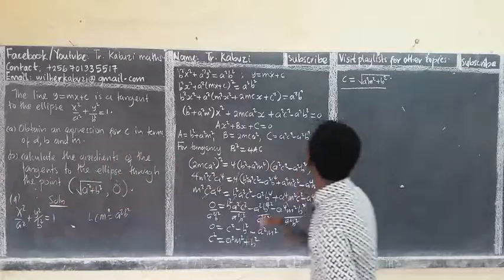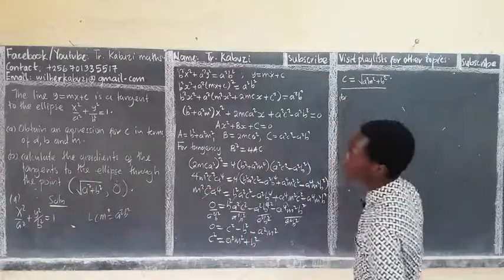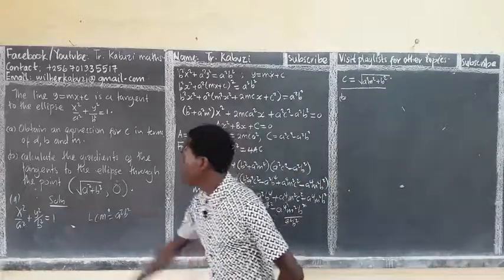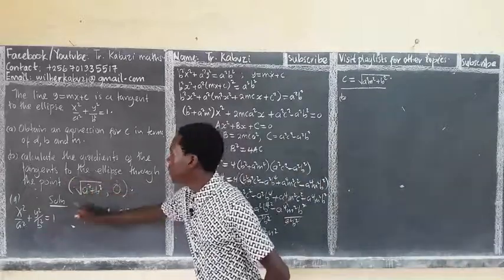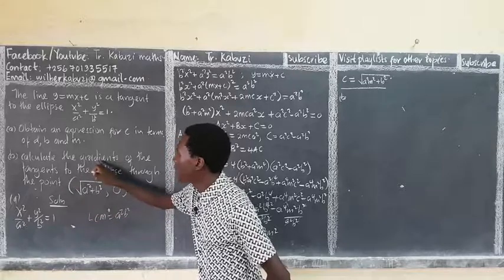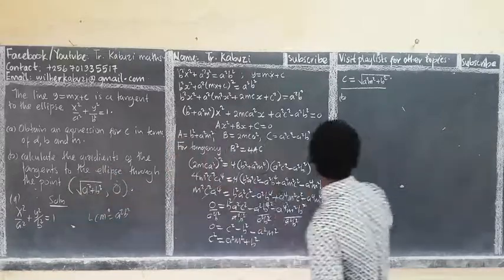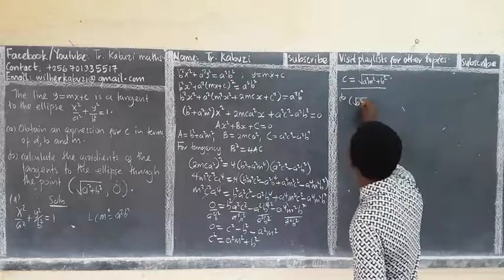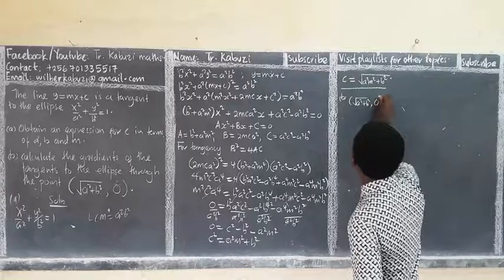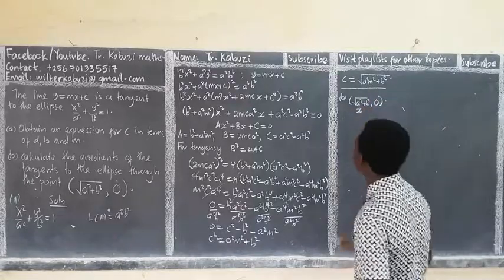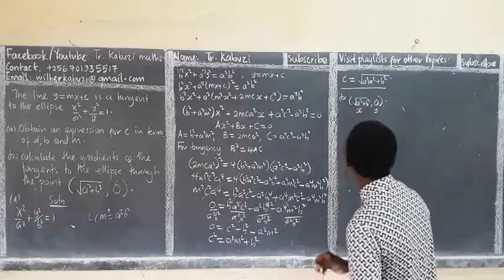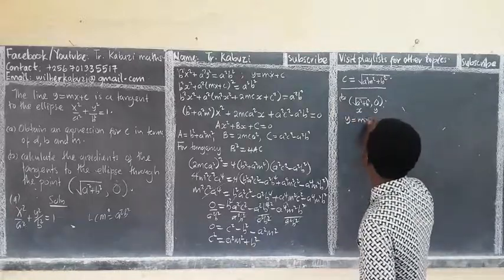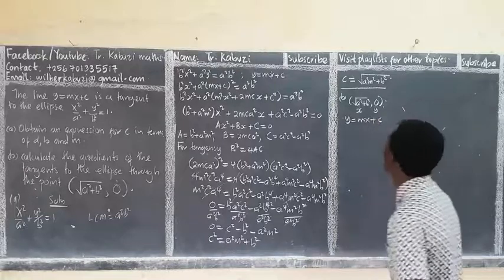Now part B, they are telling us to calculate the gradients of the tangents to the ellipse through the point. Now this tangent passes through this point, root a squared plus b squared, comma 0. Meaning that this is our x coordinate, this is our y coordinate. But which tangent is passing there? Our tangent is y equals mx plus c.